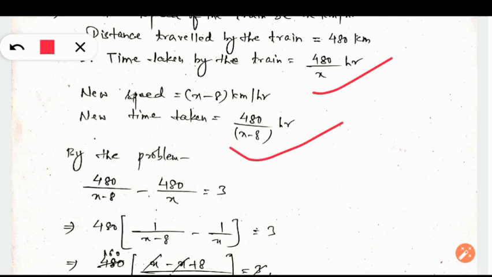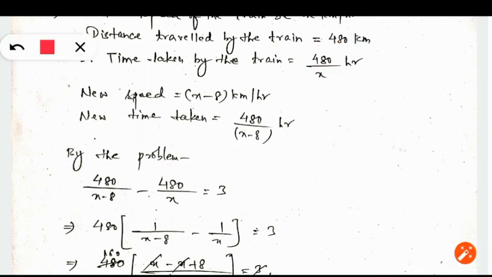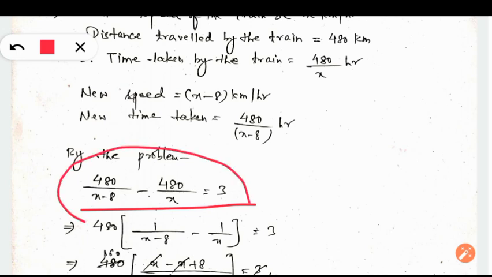So by the problem, can we say the difference between these two times taken is 3, because the question says it will take 3 more hours, right? So the two times taken, when the speed was x and when the speed becomes x minus 8, have a difference of 3 hours. So that is why by the problem we can write this. When you are writing this, let me tell you, there is a possibility that you can make a mistake.